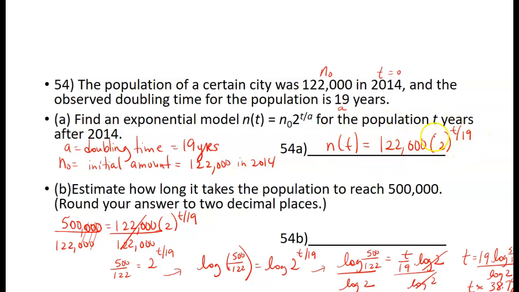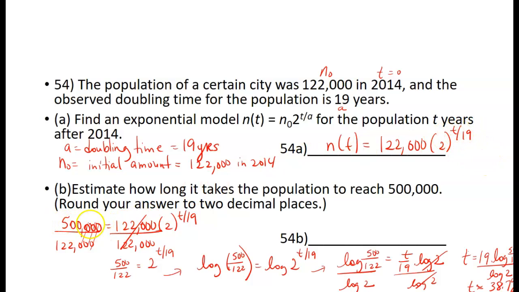So I keep the t and keep the n of t, and everything else is going to be filled in. All right, estimate how long it takes the population to reach 500,000. So that's going to be putting 500,000 here and solving for t, solving for the time. How long does it take? Okay, so we're going to solve for that t.